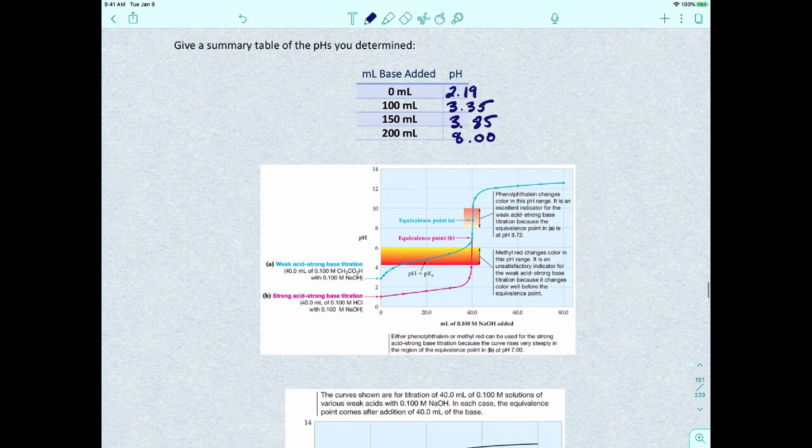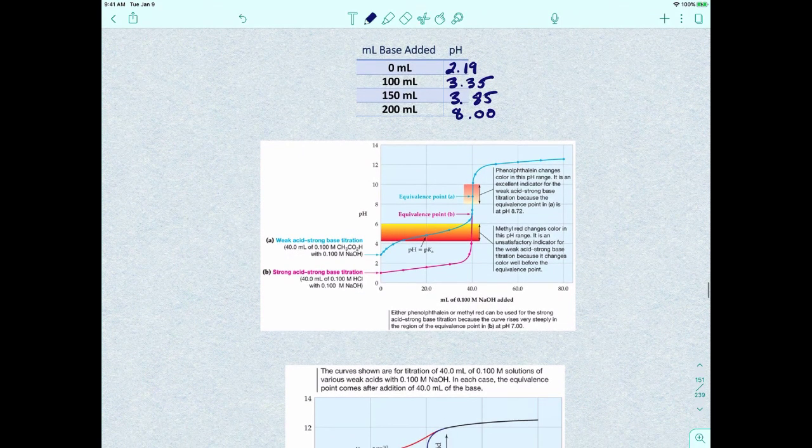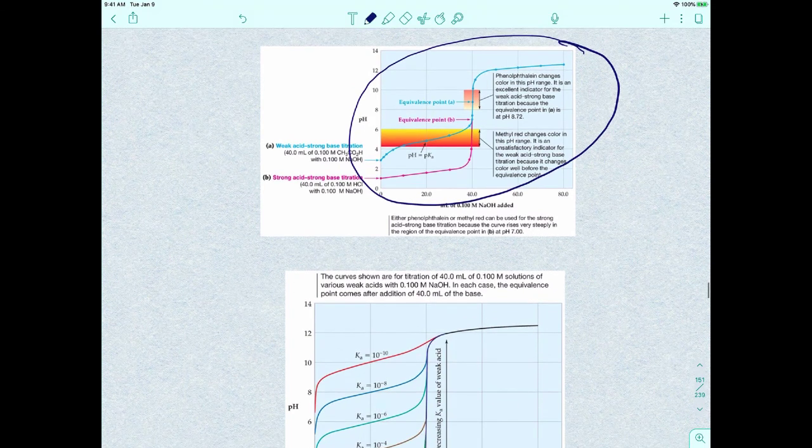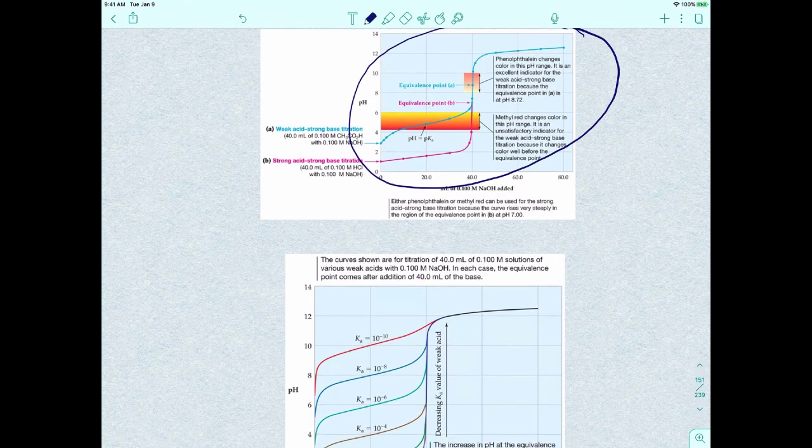So with our information, we can construct a nice titration curve like we're seeing. And that's what we're looking at. We're looking at this line of the weak acid, strong base titration, where you're starting to see an increase, and then we get to the point where we're at equivalence.